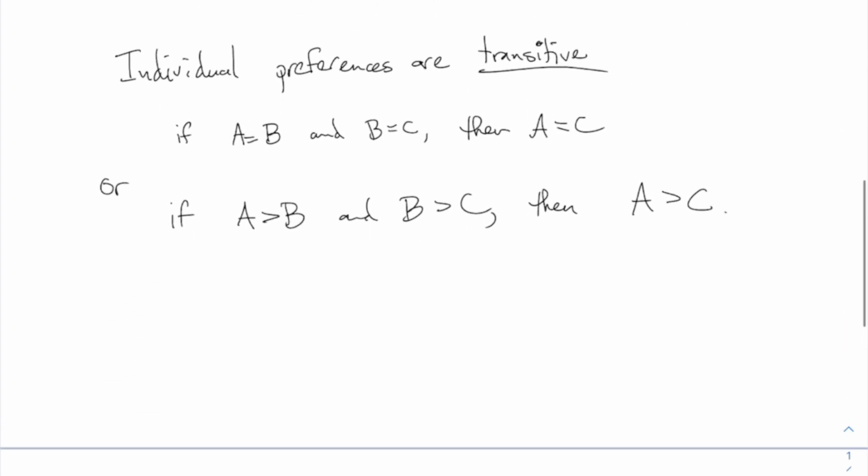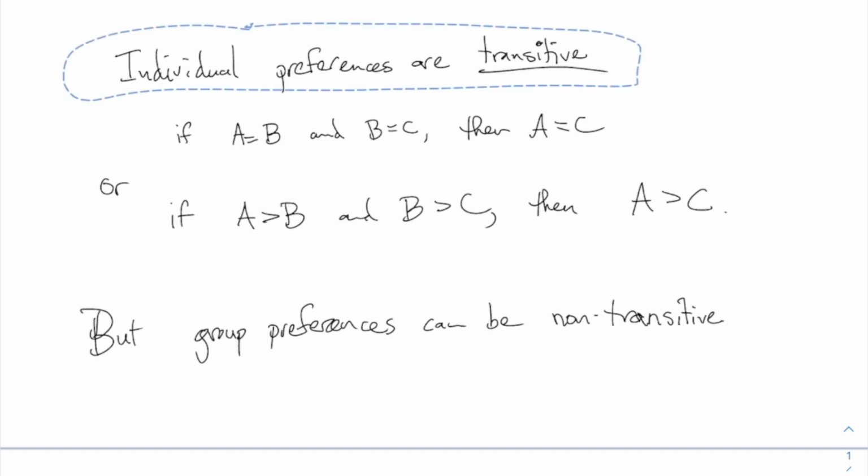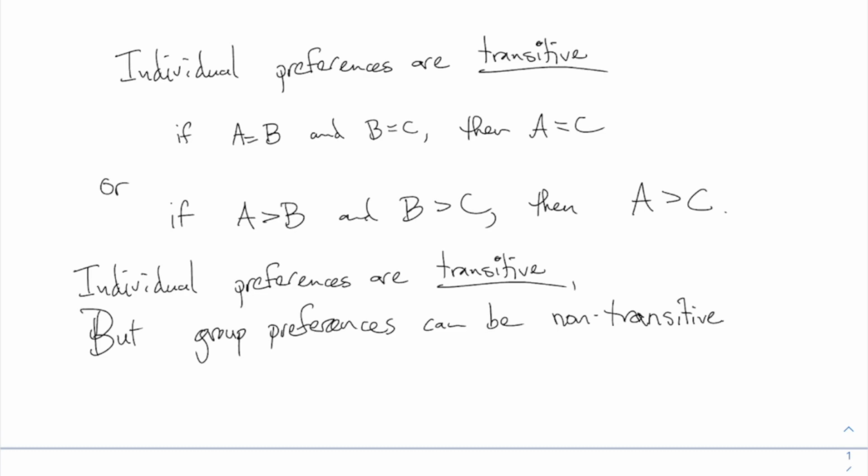So individual preferences are transitive, but group preferences can be non-transitive. And this is the logically inconsistent thing about group preferences. That is, it's possible for a group to say, yeah, I like A better than B and B better than C and also C better than A, which to an individual doesn't make any sense. To a group, that can happen, though. All right? This concept here: individual preferences are transitive, but group preferences can be non-transitive.